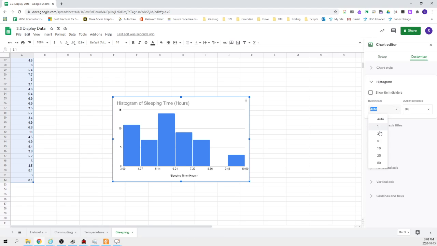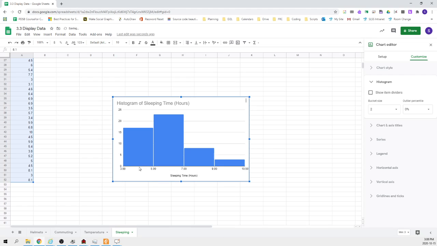Okay, so we could make the bucket size 2 hours. So this bar right here represents all the people who sleep from 3 hours to up until just below 5 hours. And these are all the people who sleep 5 or more hours, but less than 7 hours. So we can change the bucket size here to a single hour, and it's a little bit more descriptive. Right? So we can see from this graph that a lot of people get between 5 and 6 hours.